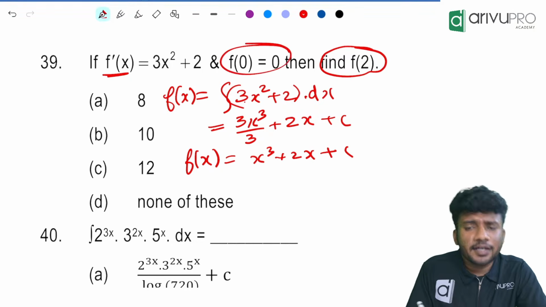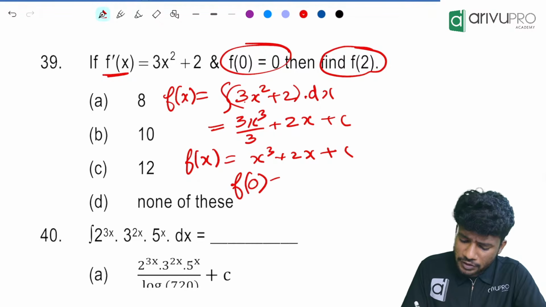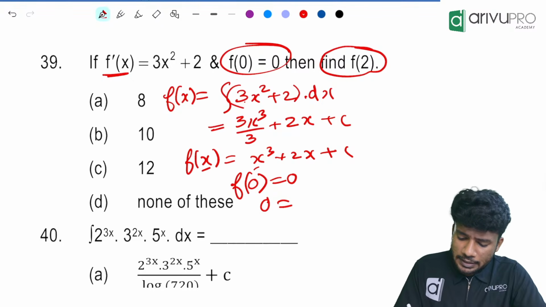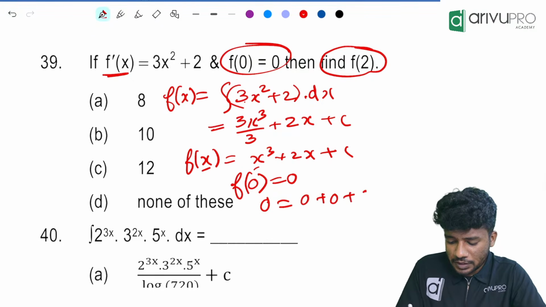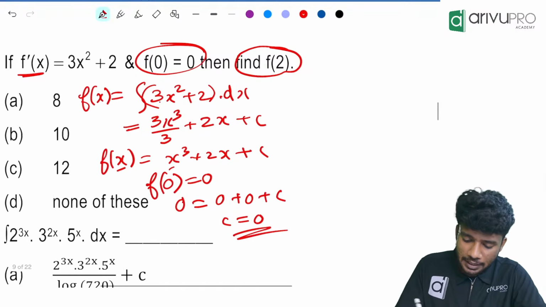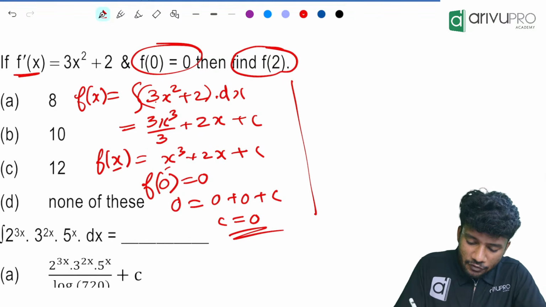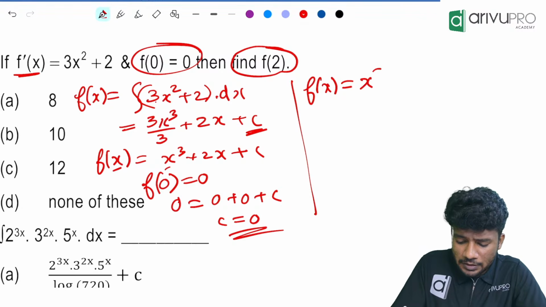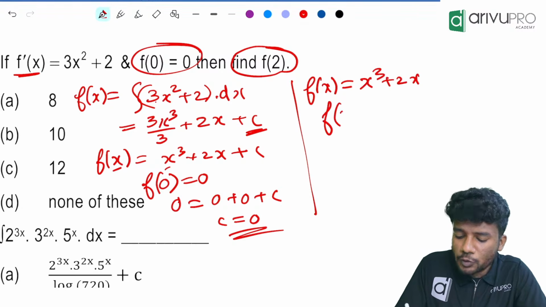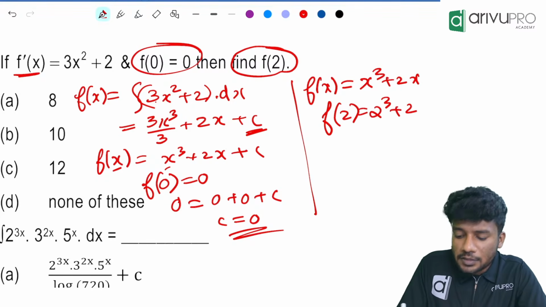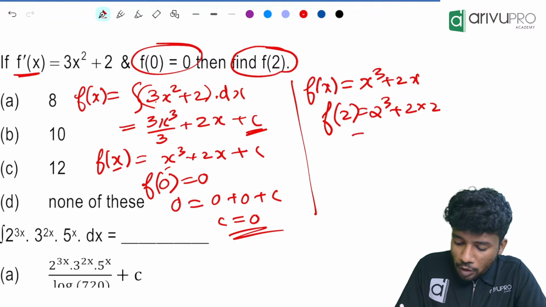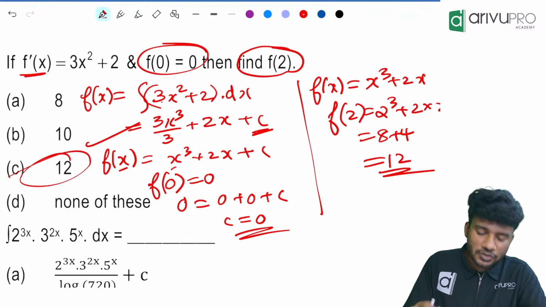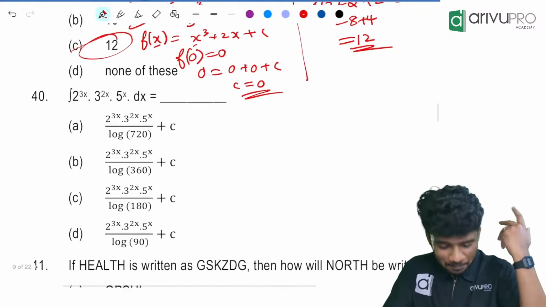Then they gave us f of 0 is equal to 0. So you put f of 0 is equal to 0. That means instead of x you will put 0. That means 0 is equal to 0 plus 0 plus c, so 0 is equal to c. That means f of x will be, instead of c you can put 0, that is x cube plus 2x. Then f of 2 is how much? 2 cube plus 2 into 2, which is 8 plus 4. 12 is the answer. Option C is the answer. Got it. Very direct. Next one.